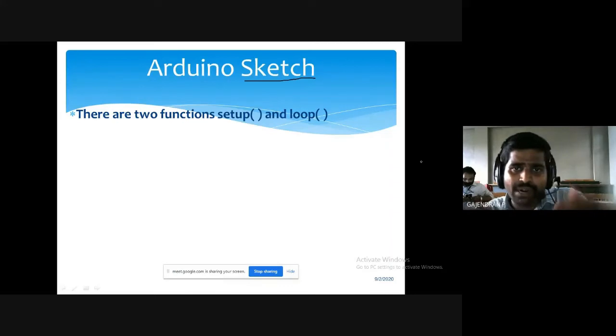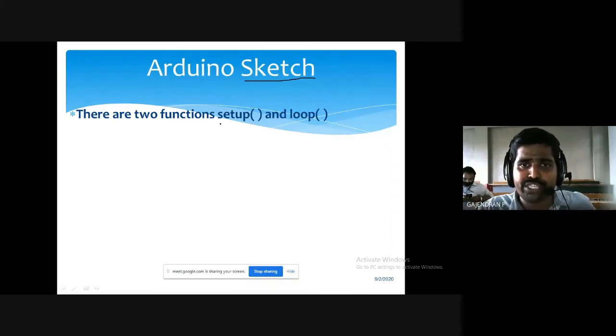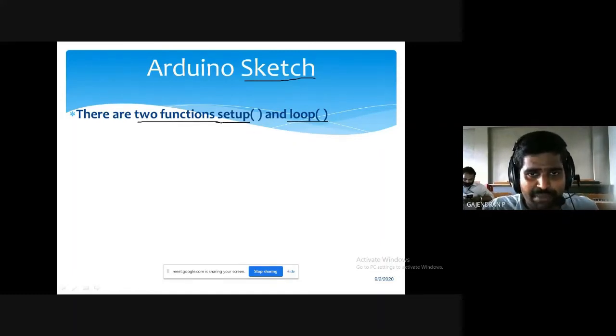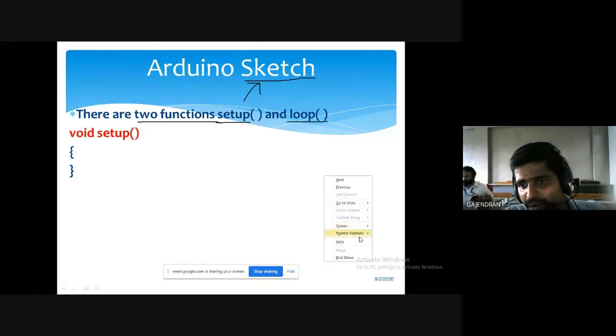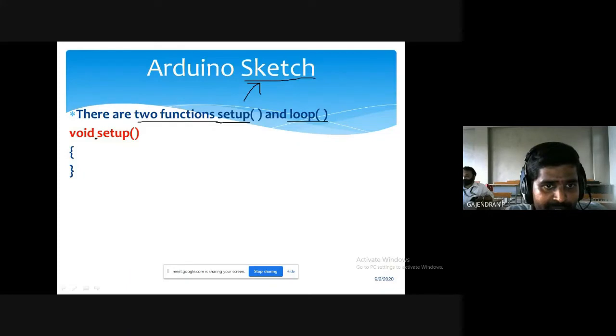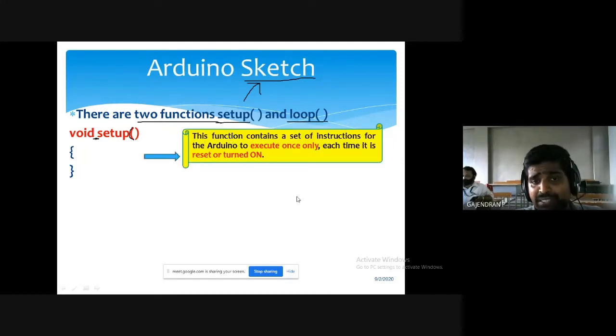So the default Arduino sketch consists of two things. One is setup, another one is loop. There are two functions available by default in the sketch. What are the functions? Point number 1, void setup. Everyone please write void setup, case sensitive, all small letters. Then void, a space you need to give, don't forget this: void space setup, open bracket, close bracket, that's all. Then open braces, close braces. Inside that, whatever we have to write, we will see now. Please make note of this.